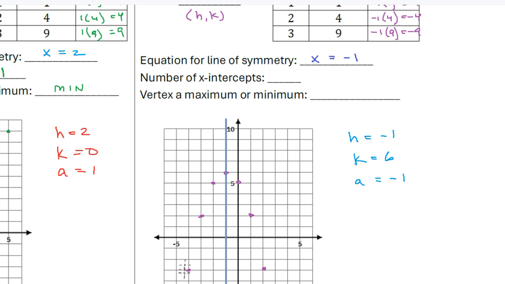Number of x-intercepts, you can see, class, this parabola crosses the x-axis at 2 places. And the vertex here, if you look at this, is definitely the highest point. So it is the maximum point. That finishes up this question.